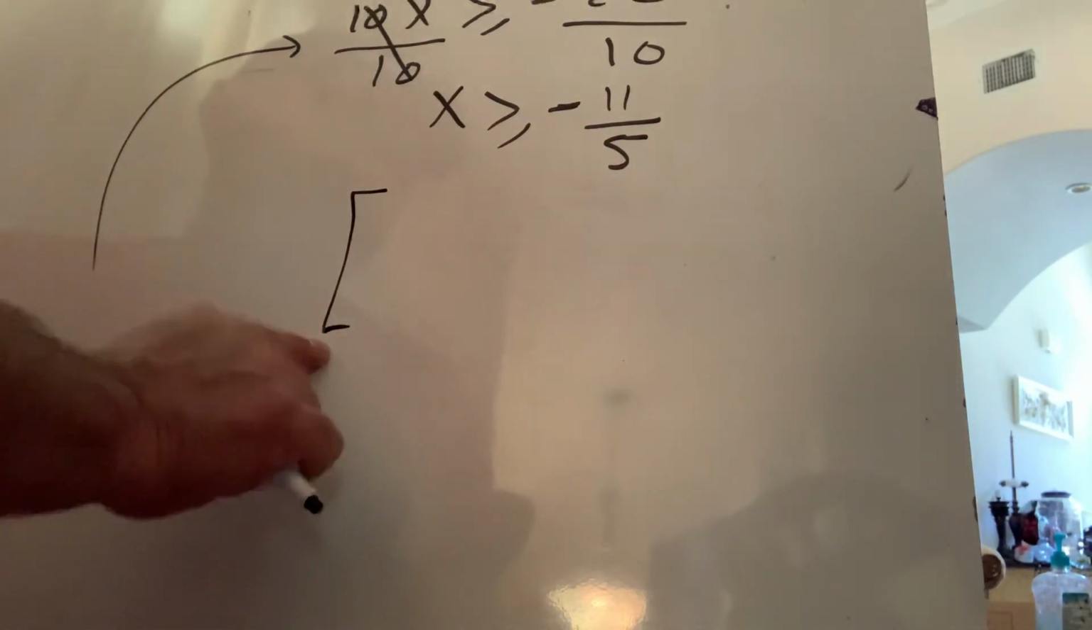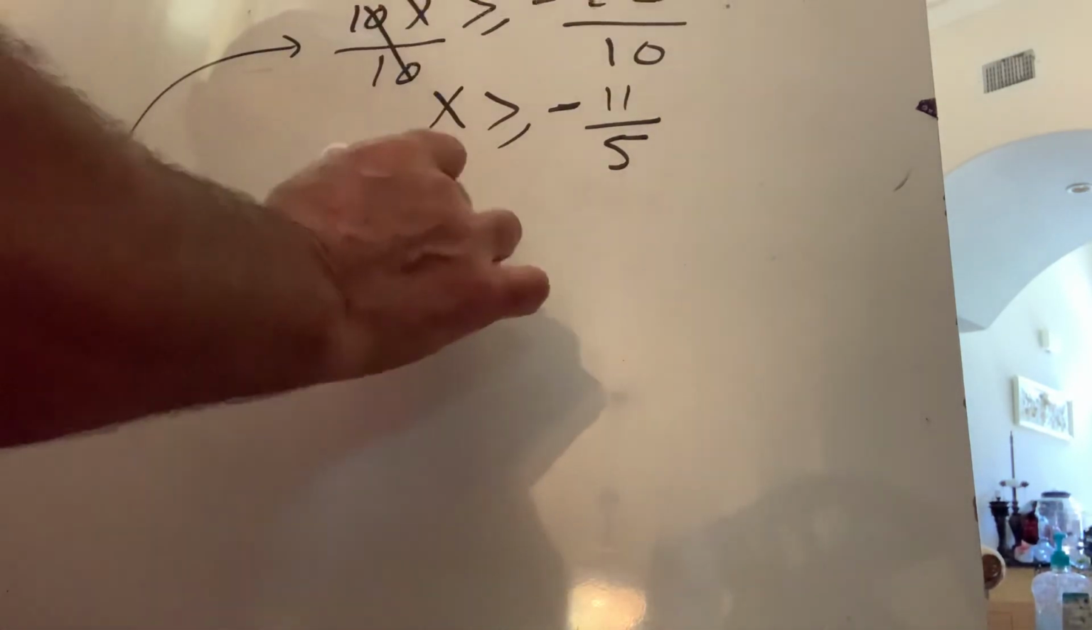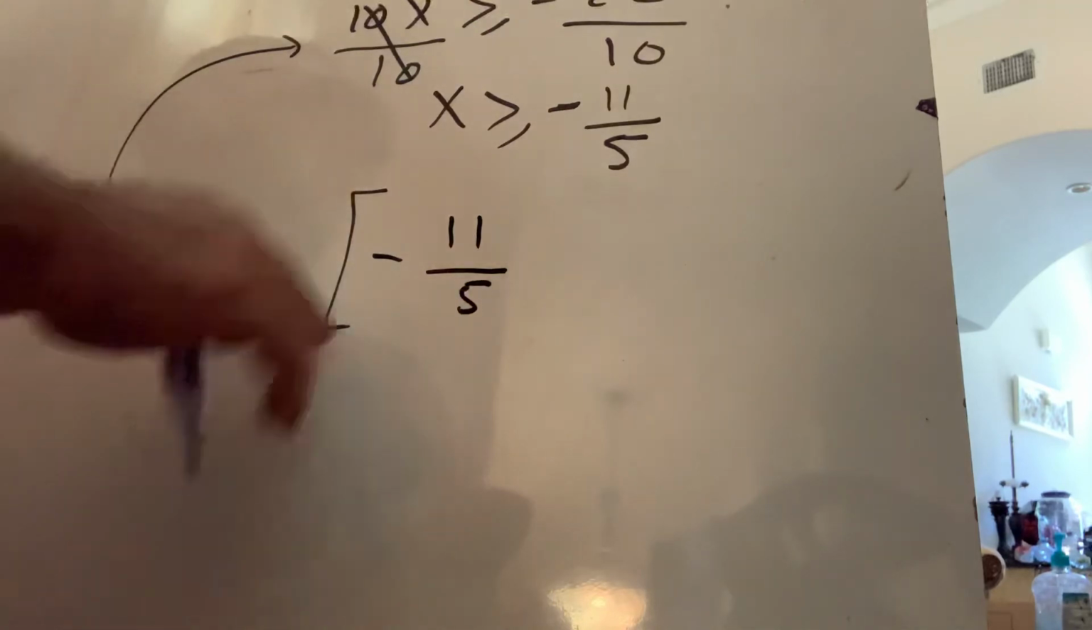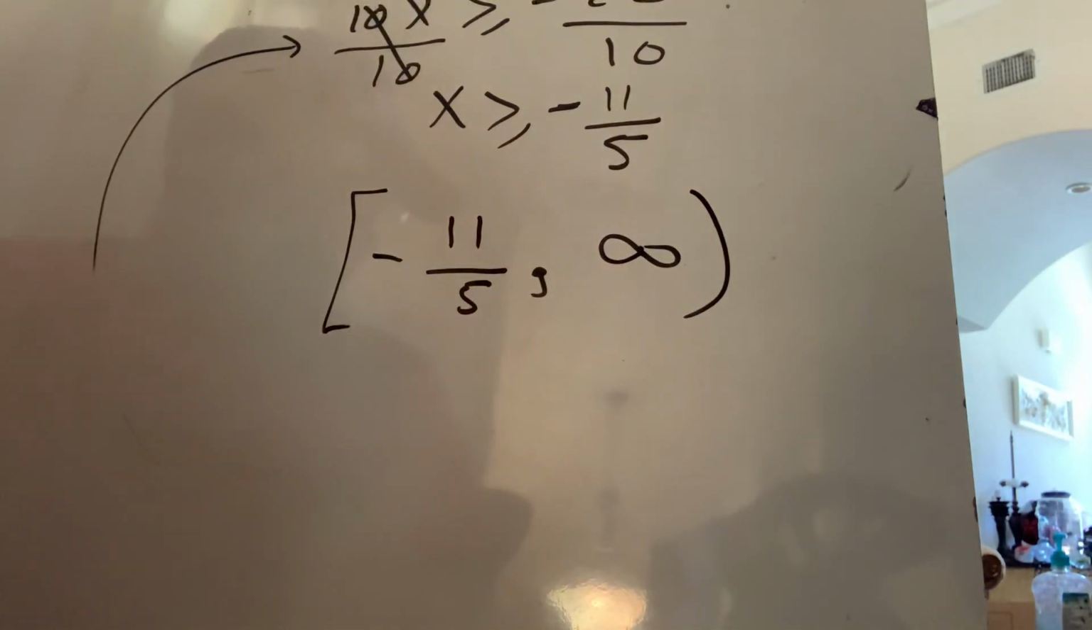Remember, bracket means included. Parentheses means not included. Everything else is greater than. So you start from -11/5, including -11/5, that's why we have a bracket. And then, of course, forever to the right, which is known as infinity. Okay? And there is your solution.